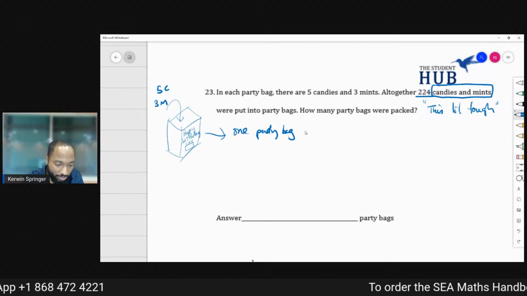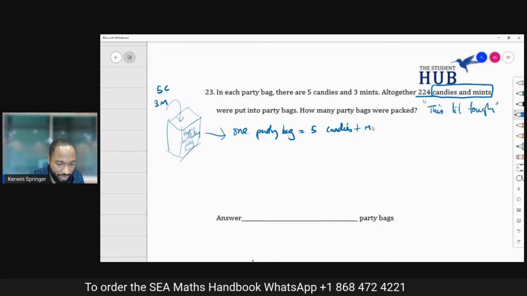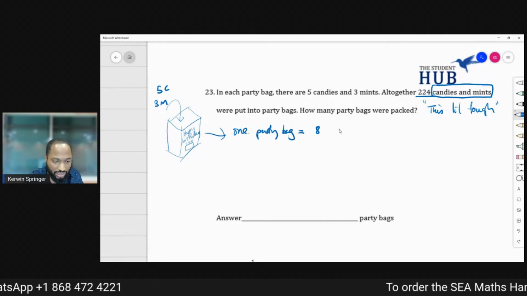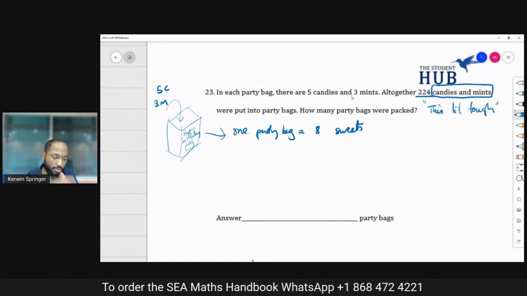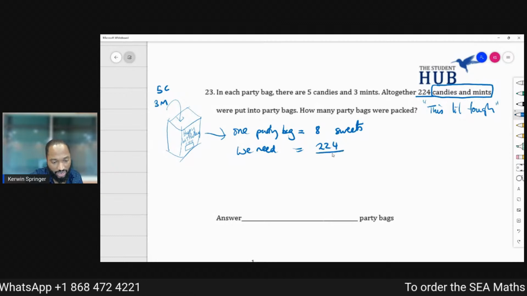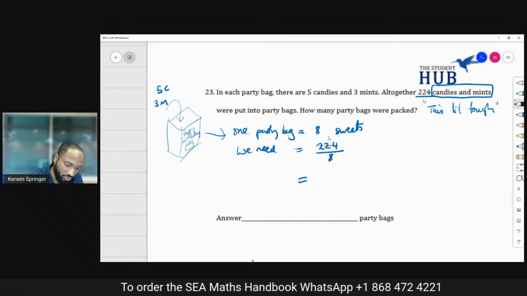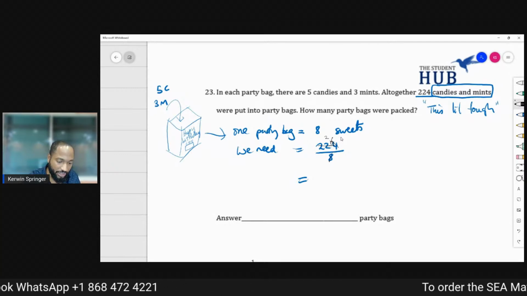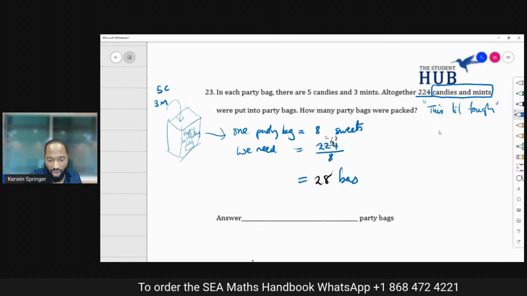All right, so one party bag must hold 5 candies and mints. Well, candies and mints would be 8. Let's just put sweets to mean candies and mints. So it must hold 8 sweets. So if we have 224 mints and candies all together divided by 8. Let's do a little division right here. 8 goes into 22 2 times, 16. You get 6, and 8 goes into 64 8 times. So you need 28. How many of you agree with me? 28 bags.